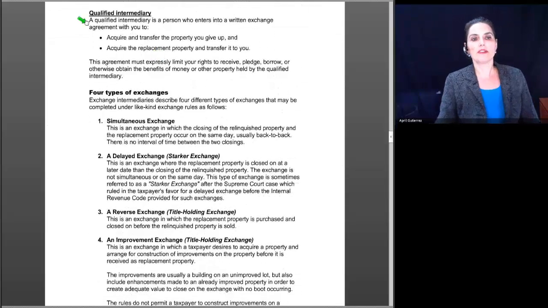Qualified intermediary. A qualified intermediary is a person who engages in a written exchange agreement with you to acquire and transfer the property you give up and acquire the replacement property and transfer it to you. This agreement must expressly limit your rights to receive, pledge, borrow, or otherwise obtain the benefit of money or other property held by the qualified intermediary.